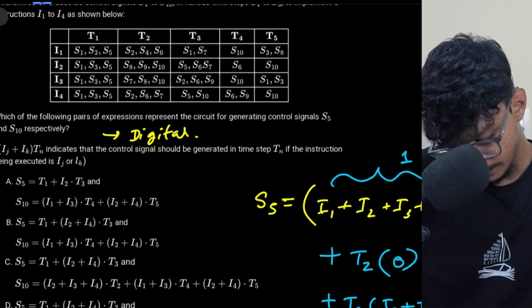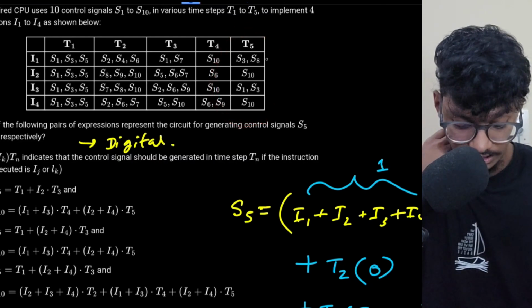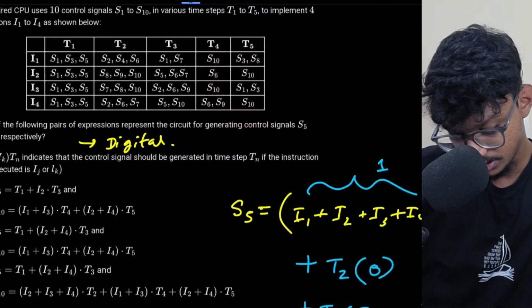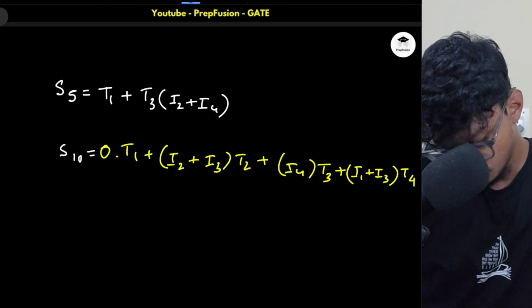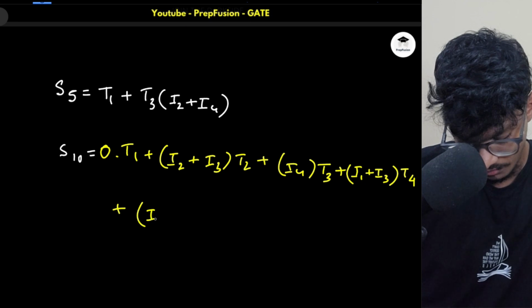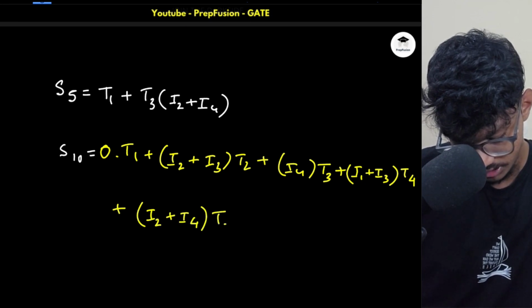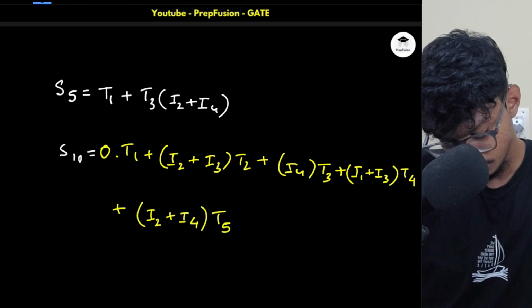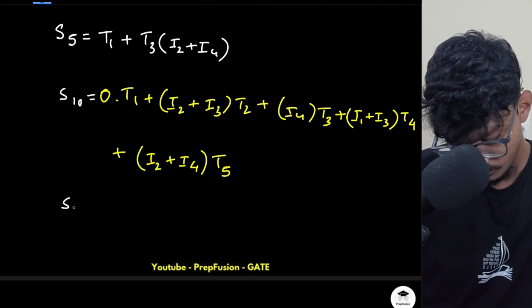Okay, then in time period 5, S10 is present in instruction 2 and instruction 4. So it is present in I2 or I4. Okay, so this is my T5. So what I can write is S10 will be equal to what?